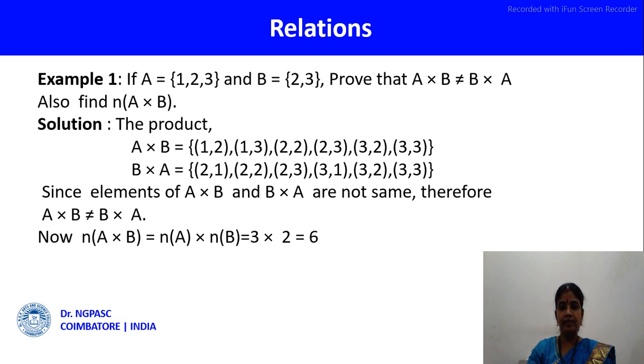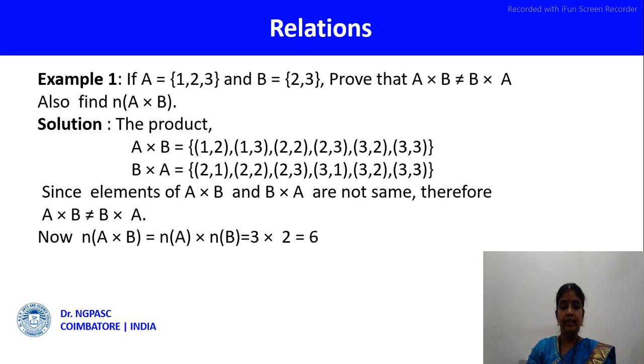Example, if A equal to {1, 2, 3} and B equal to {2, 3}, prove that A cross B is not equal to B cross A. That is, Cartesian product is not commutative. Also find n of A cross B. We already know the Cartesian product A cross B equal to (1, 2), that is 1 belongs to A and 2 belongs to B. Likewise (1, 3), (2, 2), (2, 3), (3, 2), (3, 3).